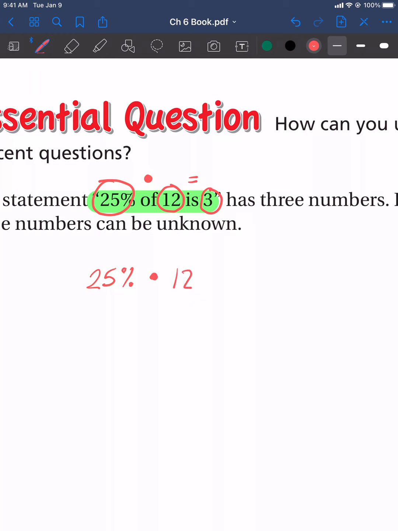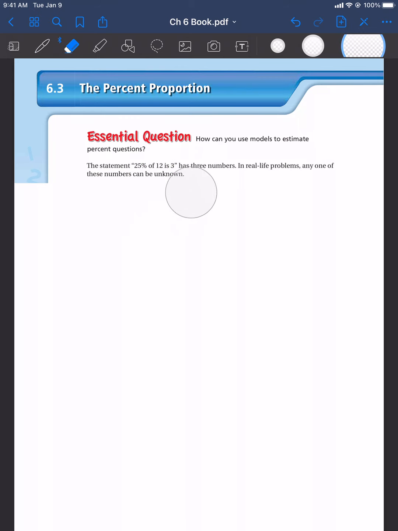So if I were to rewrite this, I could say 25% times 12 is 3. Now if I'm multiplying by percents, I have to change them into decimals. So this is actually 0.25 times 12. And if I were to actually calculate this, I'll take 0.25 and I will times it by 12. And guess what I'm going to get? 3. Okay? So far, all I need you to know is that you can take a statement like this, and you can create an equation like this. All right, I'm going to go and erase this.